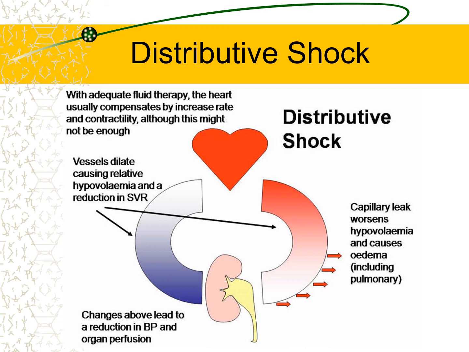Now, we can intervene and give the patient fluid therapy. Okay, the heart usually compensates by increasing the heart rate and the contractility. Okay, although this may not be enough. So, of course, with a relative hypovolemia, a decrease in blood pressure, a decrease in perfusion, the heart's natural response is to beat faster and stronger to try to get more oxygenated blood throughout the body.